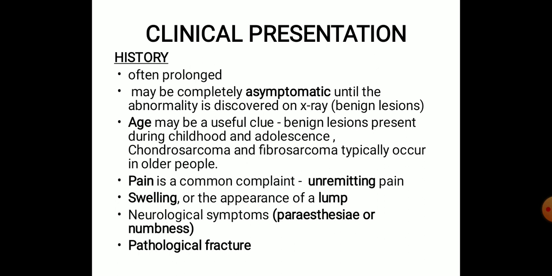Next one is clinical presentation, how these patients present with symptoms and signs. So first one is history. The history is often prolonged, and this unfortunately results in delay in obtaining treatment. Most of these cancerous growths are asymptomatic in the acute stage or in the beginning of the disease. So it will take a long time to appear with any signs or symptoms.